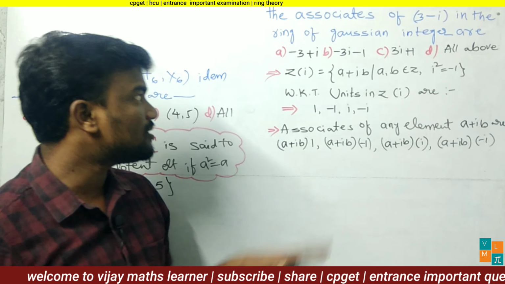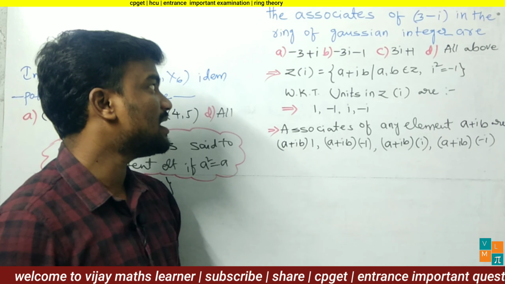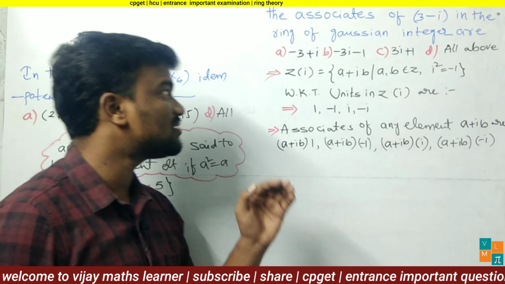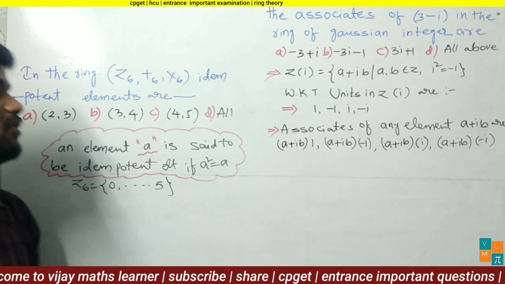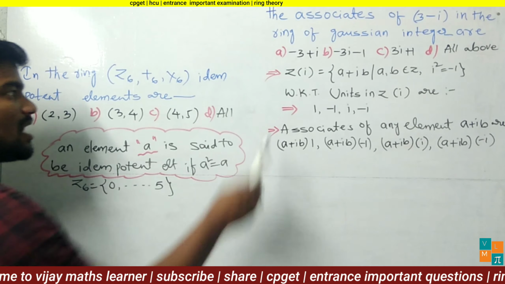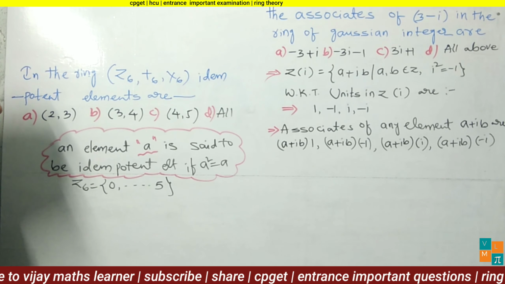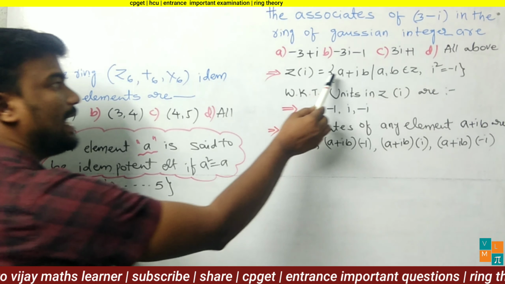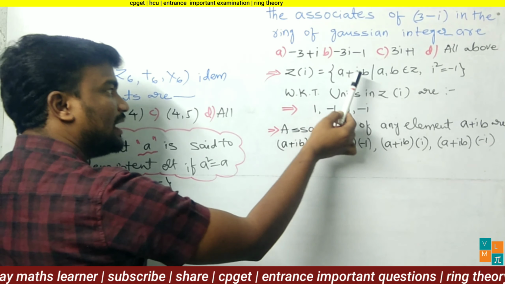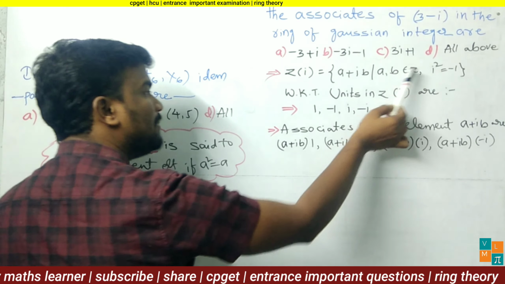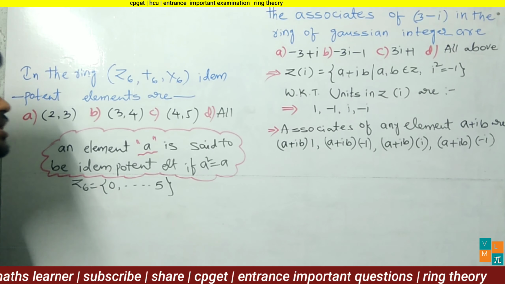Here we have four options. Option A is minus 3 plus i. Option B is minus 3i minus 1. Option C is 3i plus 1, and option D is all of the above. Now see here, elements of Z[i] are in the form a plus ib, where a, b belong to Z and i square equals minus 1.